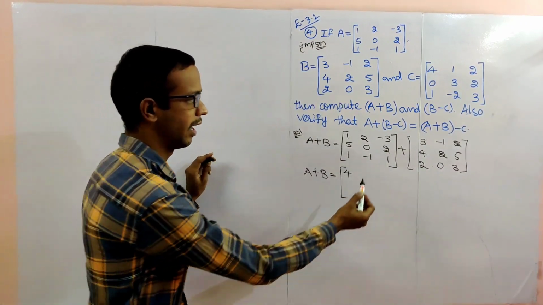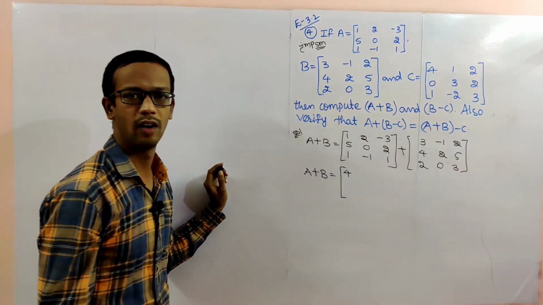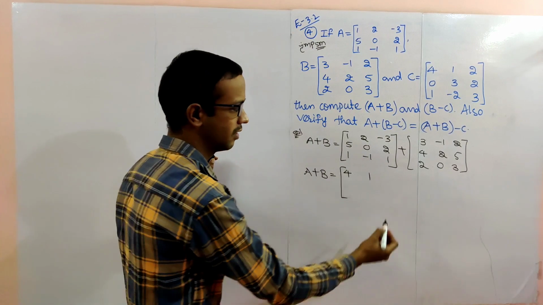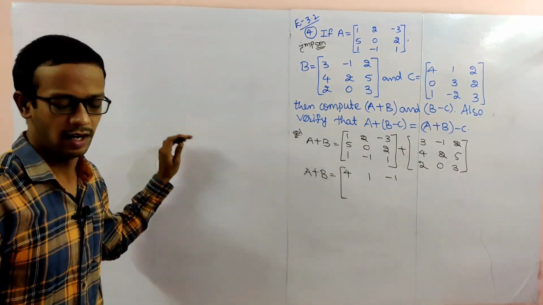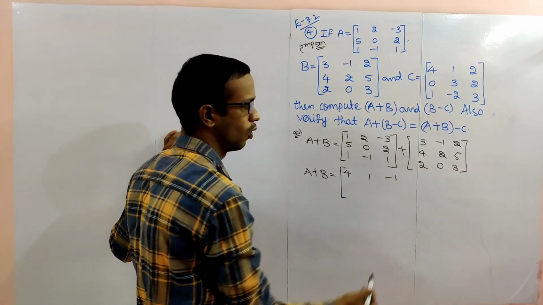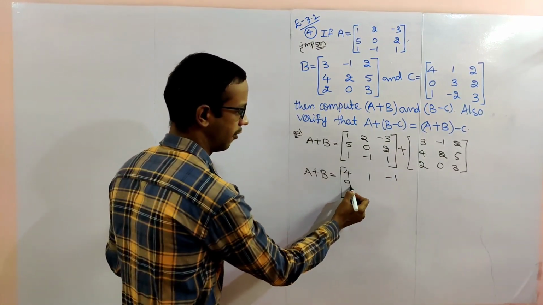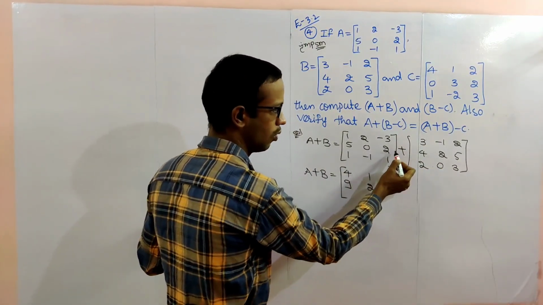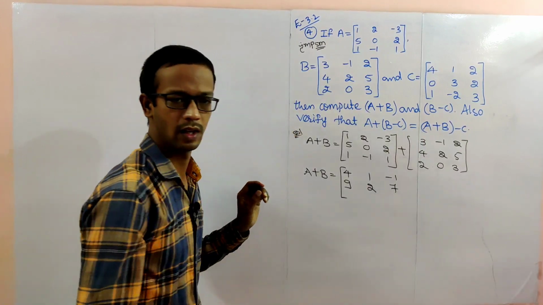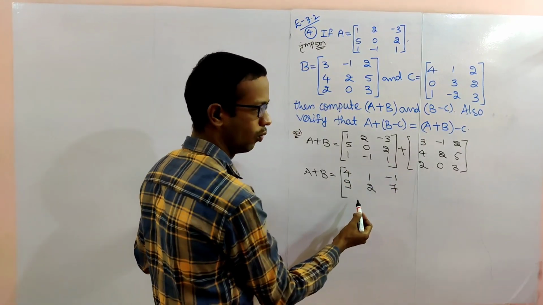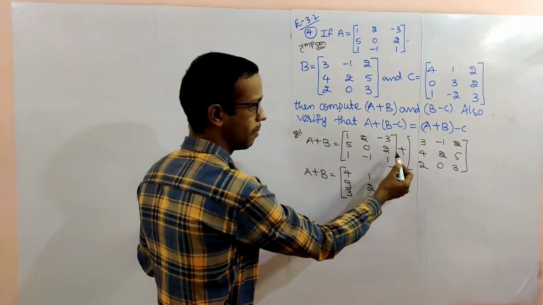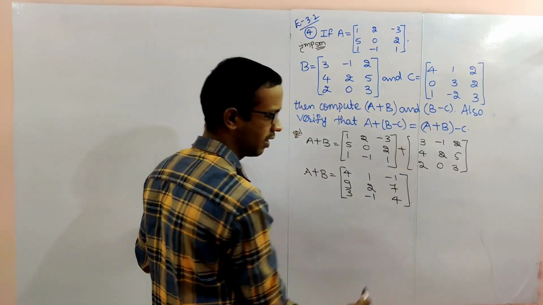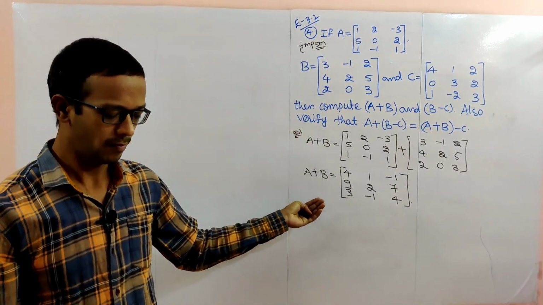4 you will get. Next, 2 plus minus 1, that means 2 minus 1, which is 1. Minus 3 plus 2 is minus 1. Next, 5 plus 4 is 9. Next, 0 plus 2 is 2. 2 plus 5 is 7. Next, 1 plus 2 is 3. Minus 1 plus 0 is minus 1. 1 plus 3 is 4. So the A plus B value is also a 3 by 3 matrix.